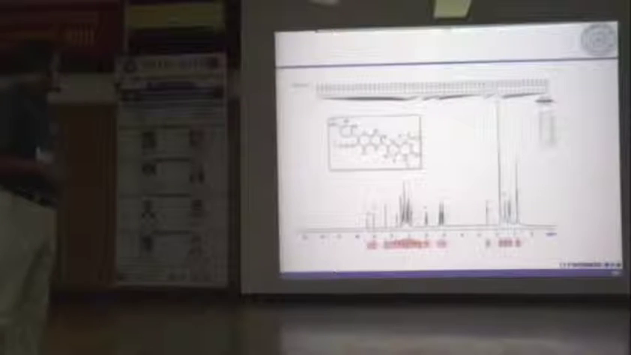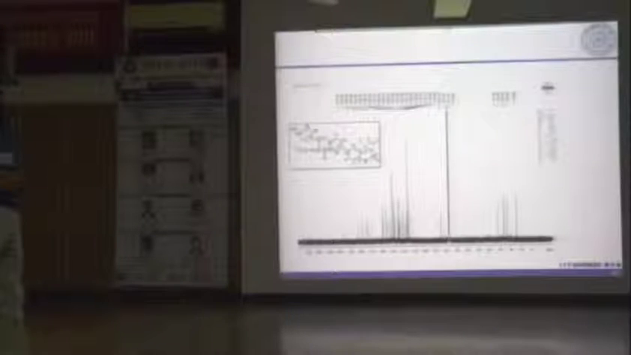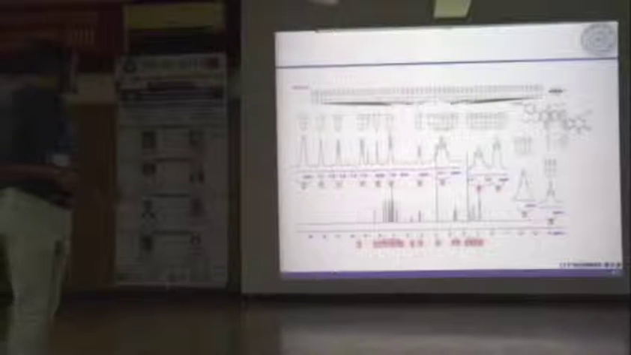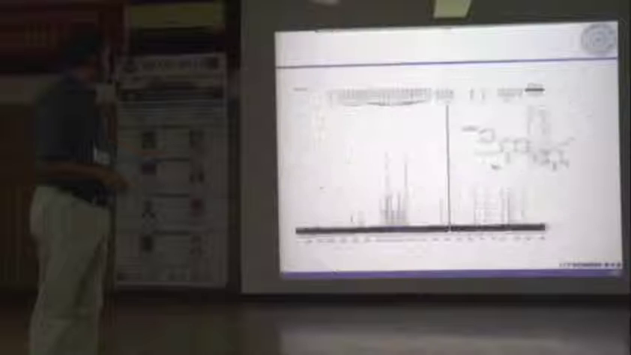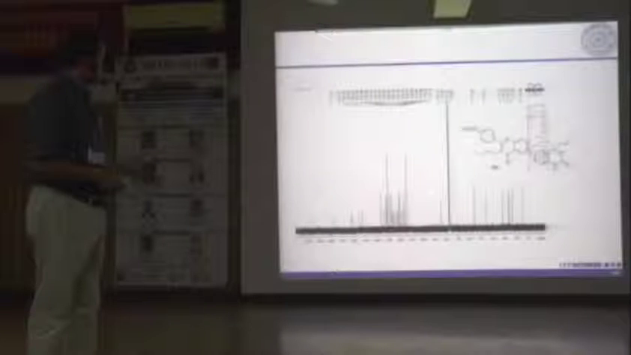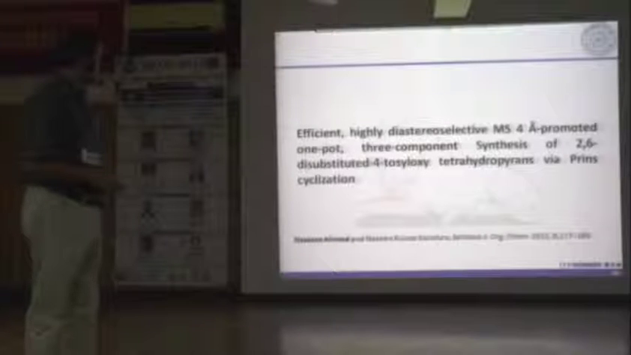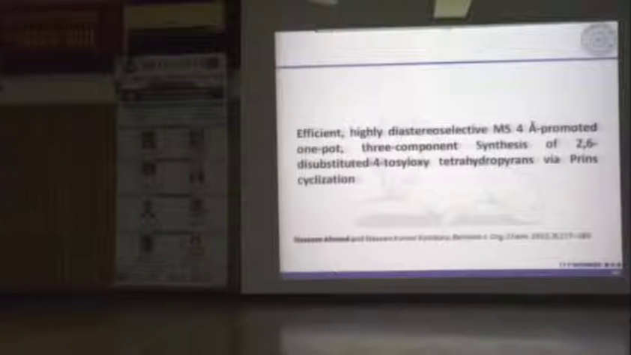And so, you are getting the NMR, mass, NMR, all are going to explain your compounds. Carbon 13. You are getting mass again. This one is another derivative we are looking at.